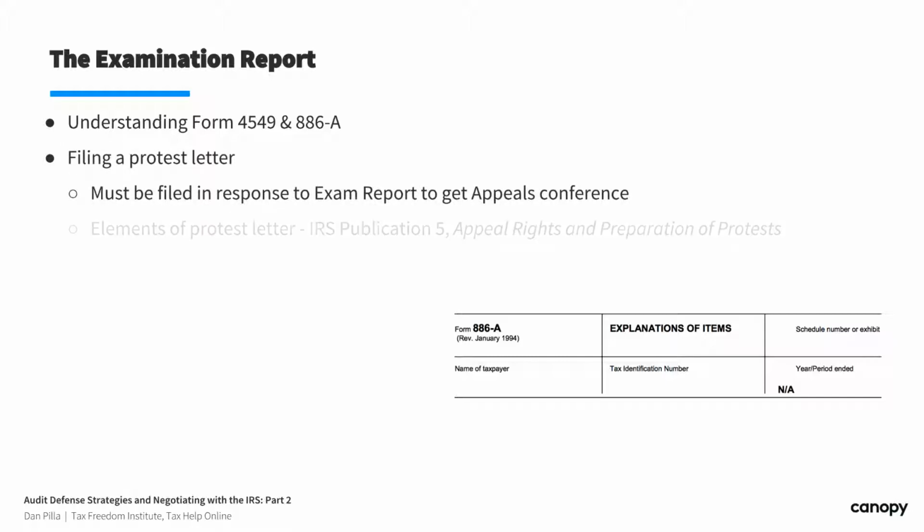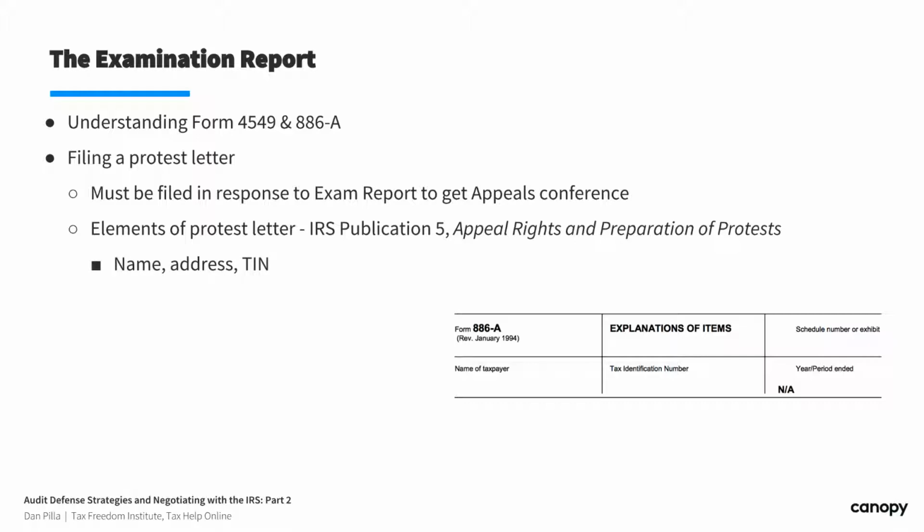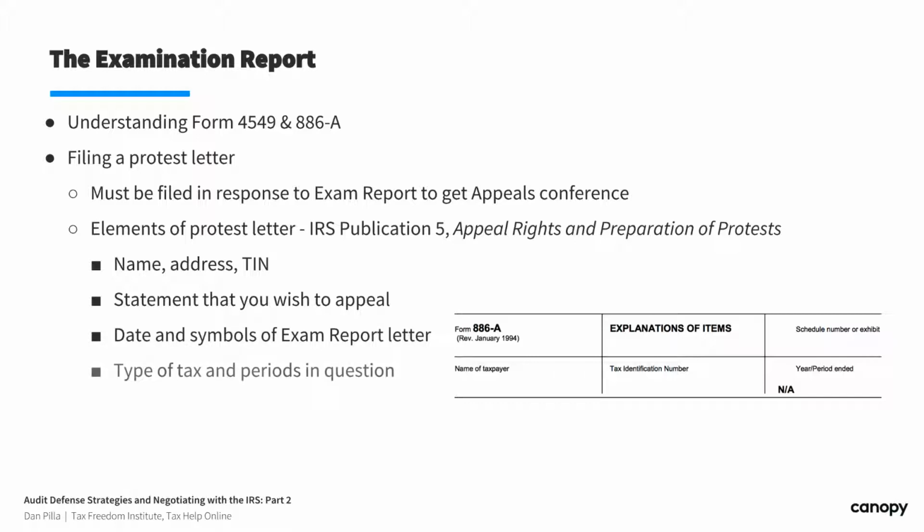The protest letter is filed in response to the examination report. You've got 30 days to file the protest letter, and IRS Publication 5 tells us what needs to be in that protest letter. So let's just go down the checklist of items. Number 1, the name and the address and the taxpayer's identification number, obviously. A simple statement that you wish to appeal this report. The date and symbols of the examination report. These are the initials that are on the bottom of the page. The type of tax and the years in question is laid out there.